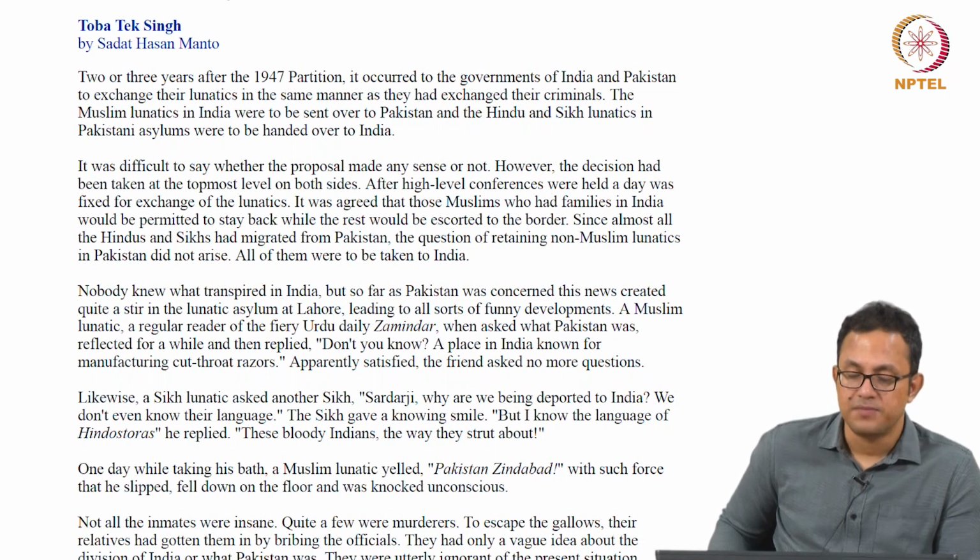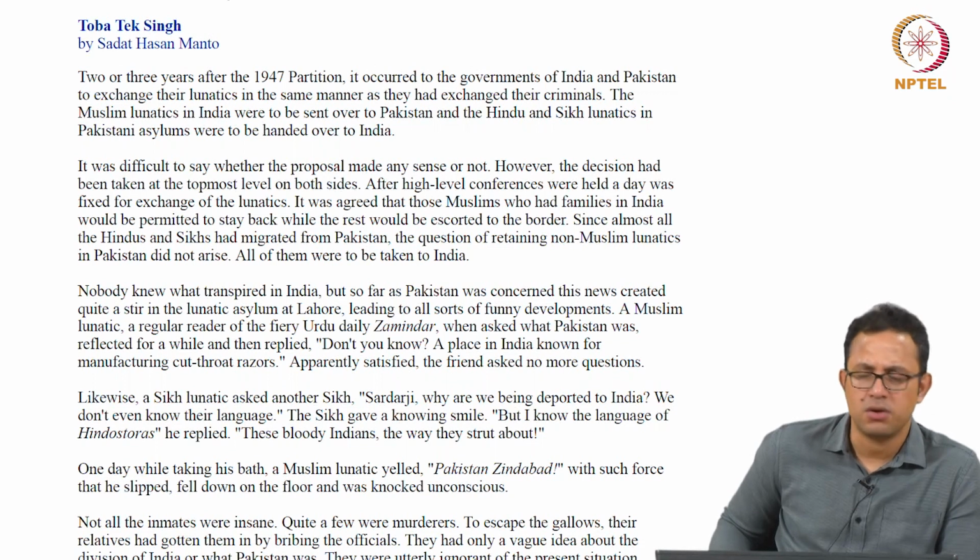It was agreed that those Muslim lunatics who had families in India would be permitted to stay back while the rest would be escorted to the borders. Since almost all the Hindus and Sikhs have migrated from Pakistan, the question of retaining non-Muslim lunatics in Pakistan did not arise. All of them were to be taken to India. So again, look at the impassionate, almost detached, journalistic tone of this narrator over here.